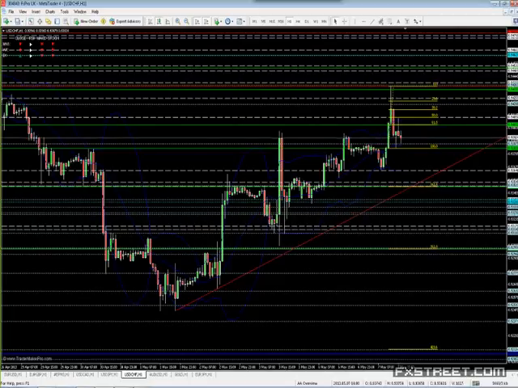So the closer they are, the more likely we are to have a break. The further apart they are, the more likely we're going to find consolidation.